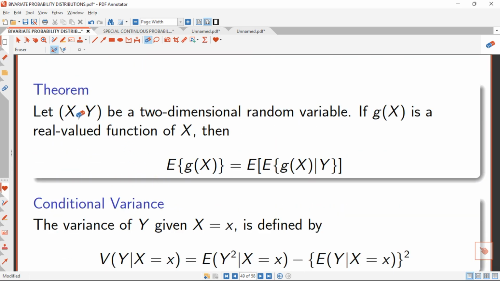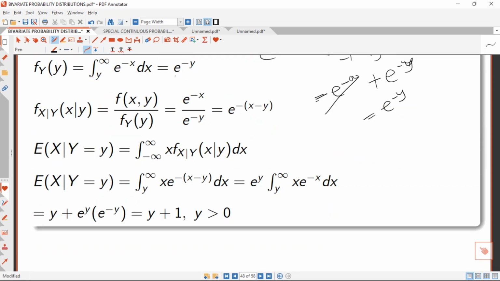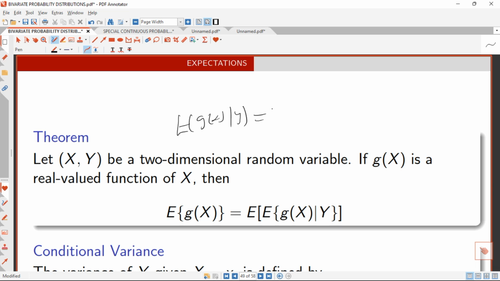We said let x, y be a two-dimensional random variable. If g of x is a real-valued function of x, then the expectation of the real-valued function g of x is equal to the expectation of the expectation of g of x given y, right? So let me break it down for you. Say the expectation of g of x given y is given to us, as we calculated for some similar result here, and then we get a result for it.